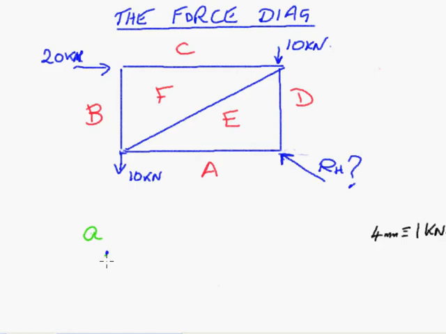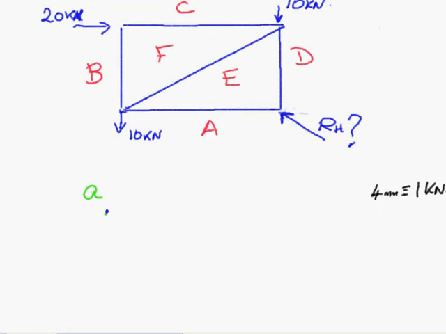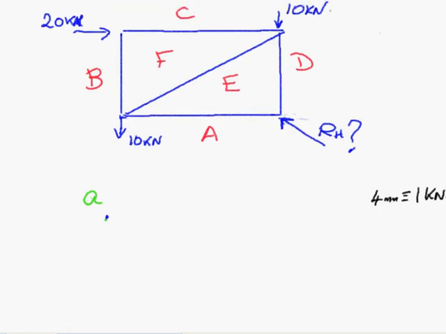So we start at a, and to get to b, we've got to go down a distance of 10 kilonewtons. And the scale I'm using is 4 millimeters per kilonewton. So we just simply come down 40 millimeters to b. And that's our vector ab. Its direction is a to b, it's downwards. a is the tail, b is the head, and its magnitude represents 10 kilonewtons.